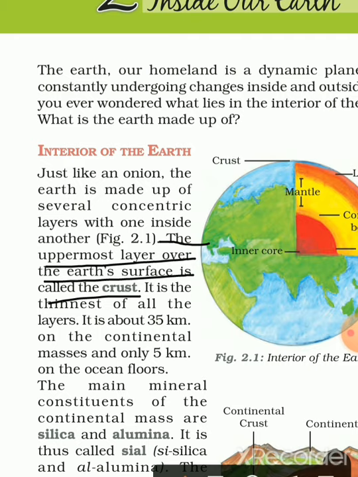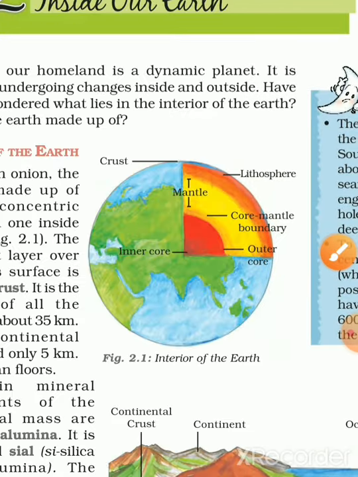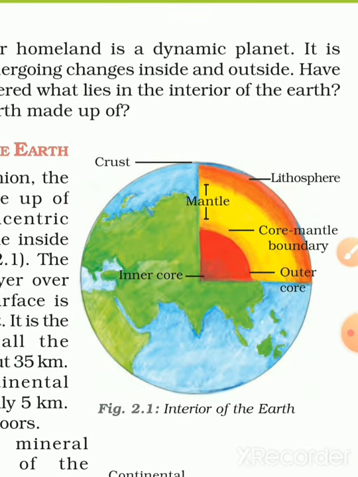Okay, then we will go to the diagram. You can see here the crust, the uppermost layer of the earth, which is also called the lithosphere, where we live. It is the thinnest of all the layers. It is about 35 km on the continental masses and only 5 km on the ocean floor.